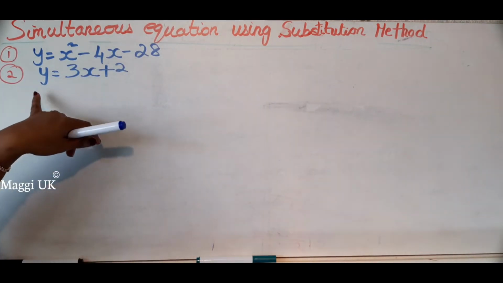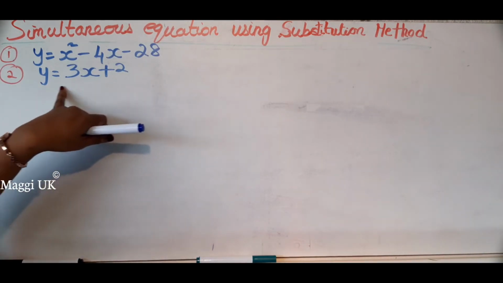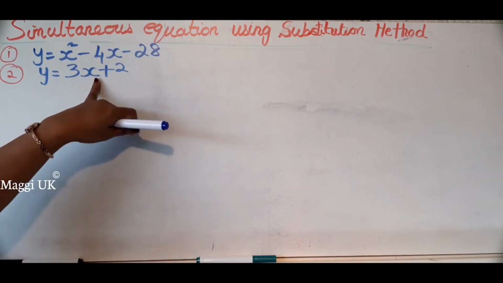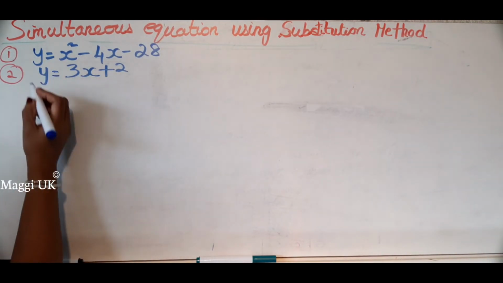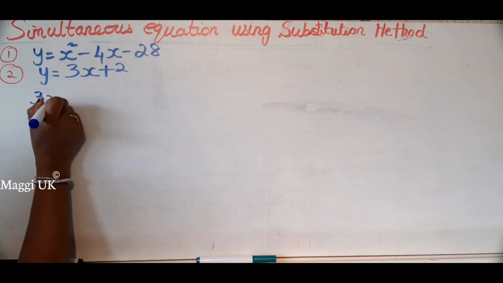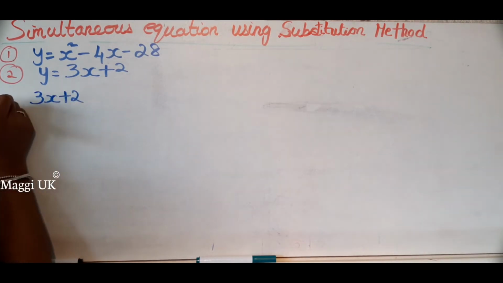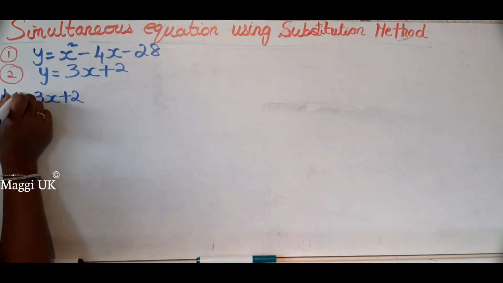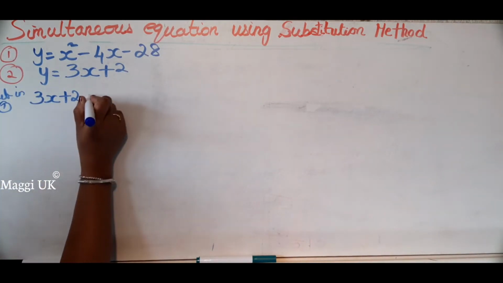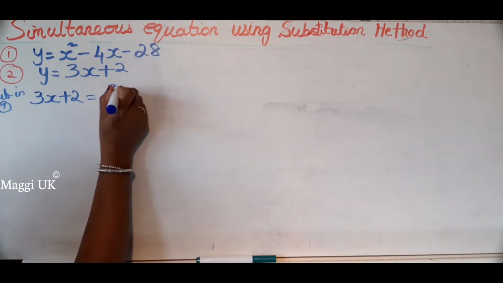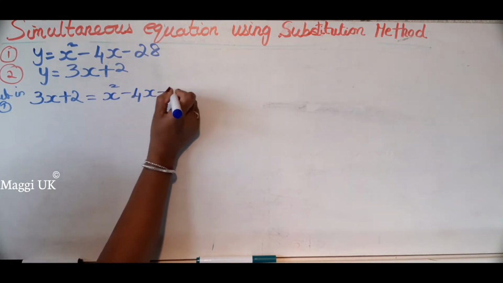We are going to substitute the second equation because it's the smaller one. We are going to substitute it in the first equation. So we substitute 3x plus 2 in 1. Put 3x plus 2 is equal to x squared minus 4x minus 28.